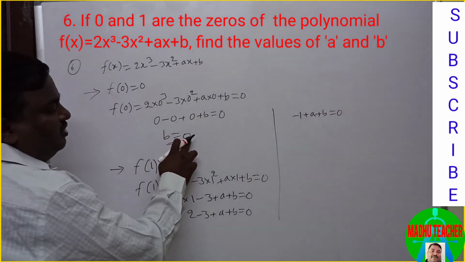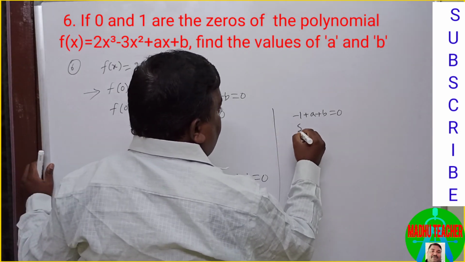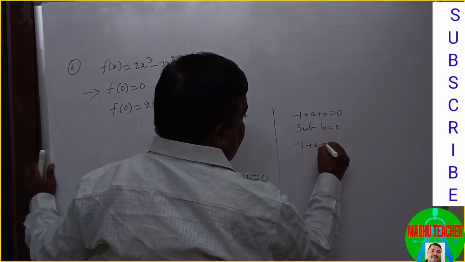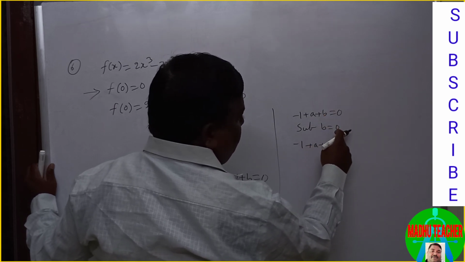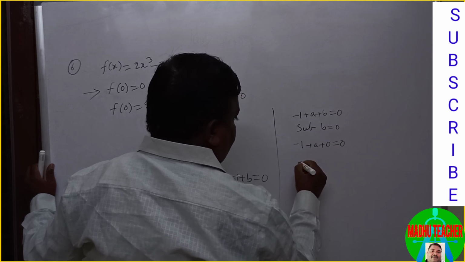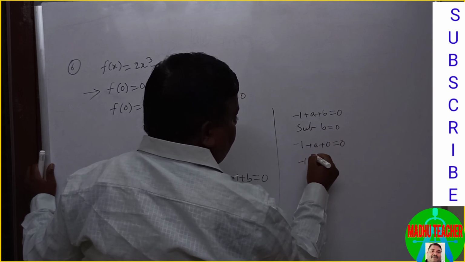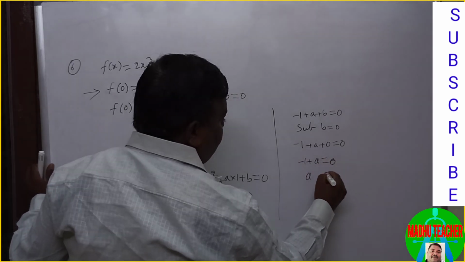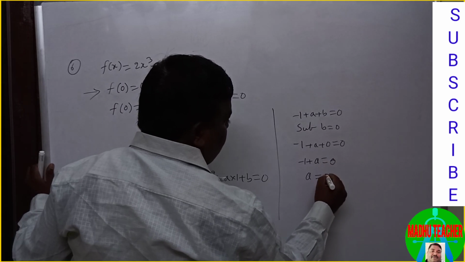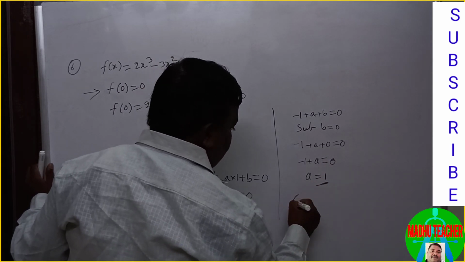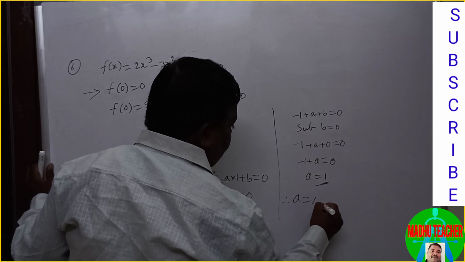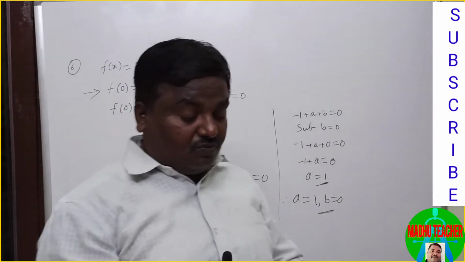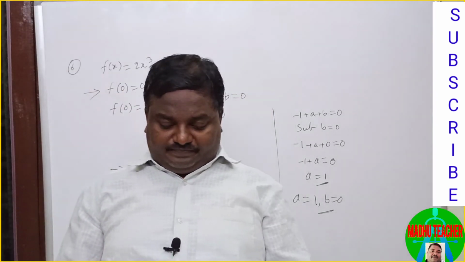Already we know that b equal to 0. Substitute b equal to 0. Minus 1 plus a plus 0, in place of b written 0, equal to 0. Minus 1 plus a equal to 0. a equal to minus 1 transposed to the right side becomes plus 1. So 0 plus 1 is 1. a equal to 1. Therefore, a equal to 1, b equal to 0. Okay, this is exercise 2.3.